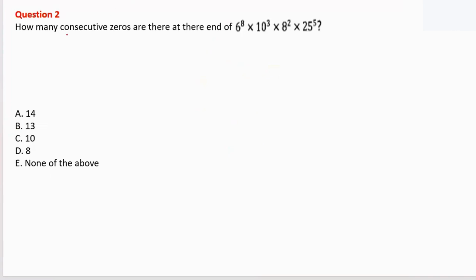How many consecutive zeros are there at the end of 6 raised to power 8, 10 raised to power 3, 8 square, 25 raised to 5? First, I have to convert into prime factorization. 6 is considered as 2 into 3. So 6 raised to power 8 means 2 raised to power 8 and 3 raised to power 8. 10 is 2 into 5, so 2 raised to power 3 and 5 raised to power 3. 8 is 2 cube.